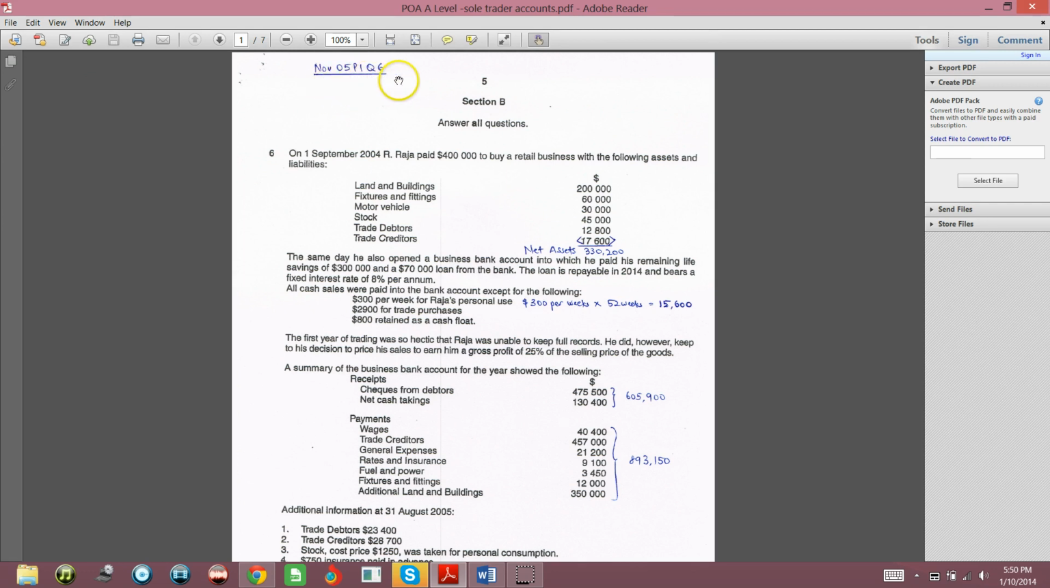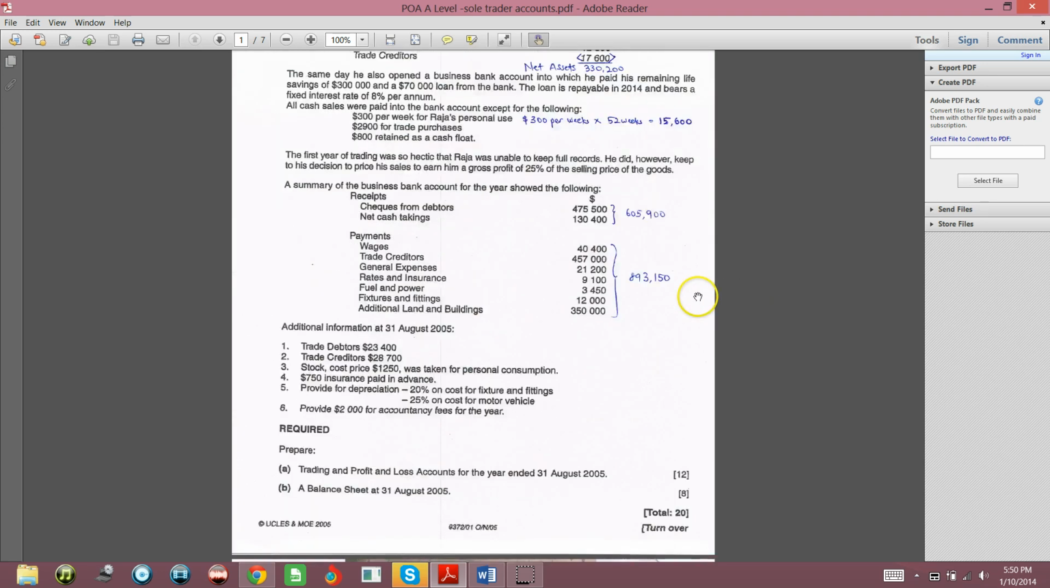Today I will go through this November 05 paper 1 question 6 for A level POA, Principles of Accounts. As said earlier, you should have your past year exam question ready for you. Now take out this question and I will go through with you.